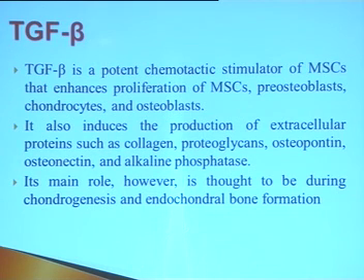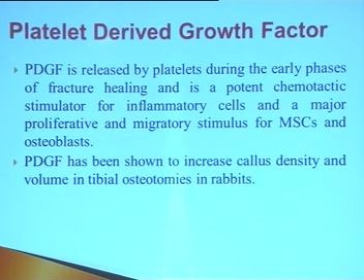Then coming to TGF-beta. TGF-beta is a chemotaxis stimulator of mesenchymal stem cells, and this enhances the proliferation of mesenchymal stem cells, pre-osteoblasts, chondrocytes, and osteoblasts. It also induces the production of extracellular proteins such as collagens, proteoglycans, osteopontin, osteonectin, and alkaline phosphatase, and also helps in chondrogenesis and endochondral bone formation.